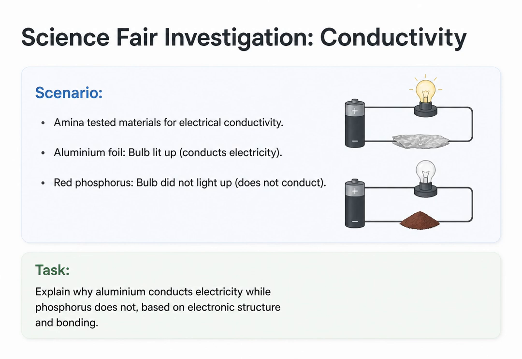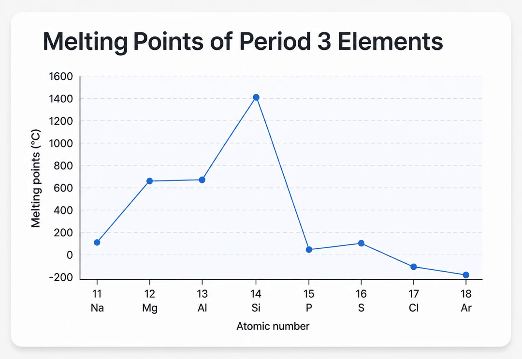Imagine a student named Amina testing materials at a science fair. She finds that aluminum foil lights up a circuit, but red phosphorus does not. As we just discussed, aluminum's giant metallic structure provides a mobile cloud of delocalized electrons to carry the current. Phosphorus, however, is a simple molecular nonmetal where all valence electrons are locked tightly in covalent bonds, leaving nothing to conduct the electricity. Moving on to melting and boiling points, we see a very distinct mountain-shaped trend.